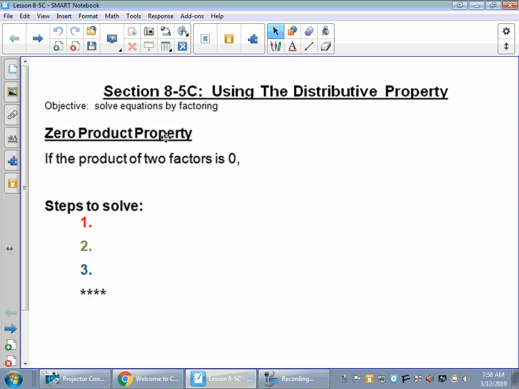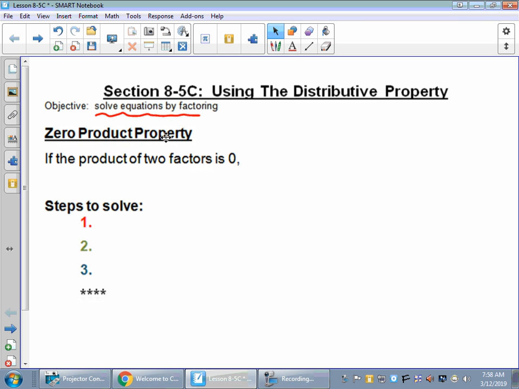8.5c, this is the third part of section 8.5, using the distributive property. In the first one, we talked about factoring with two terms. Last time we talked about factoring with 3 or 4 or more terms. And now we're going to talk about solving those types of equations by factoring. So solving, just one little extra step to it.